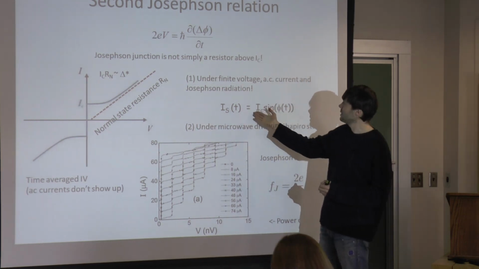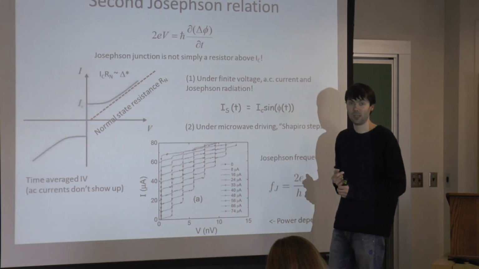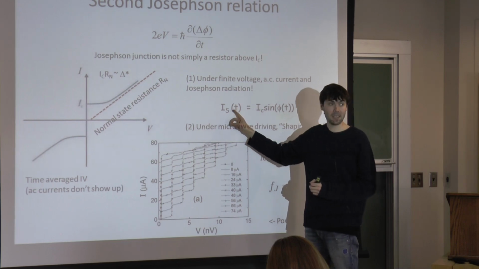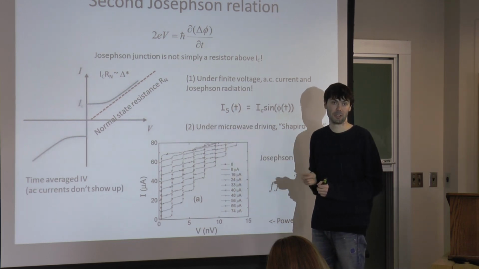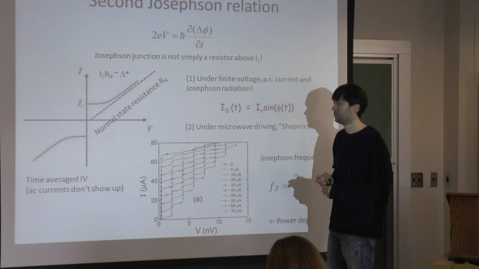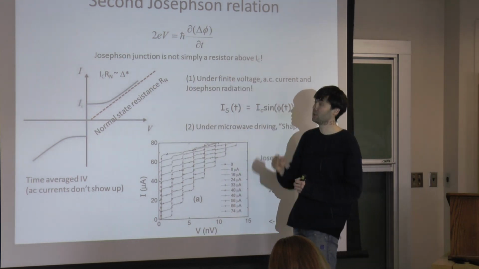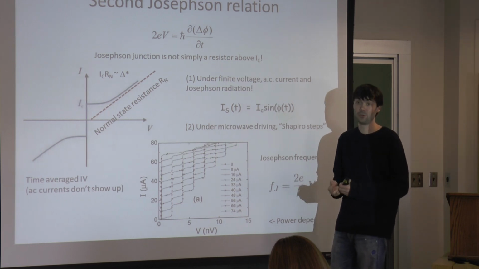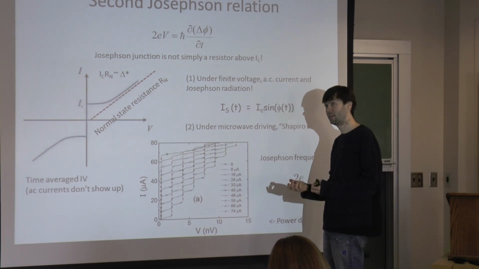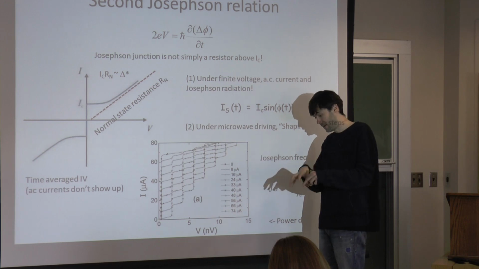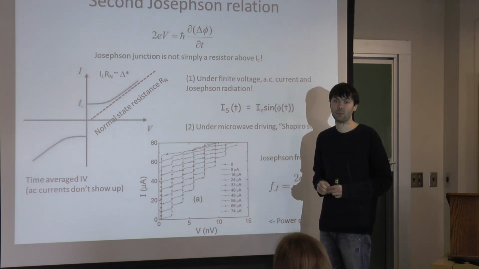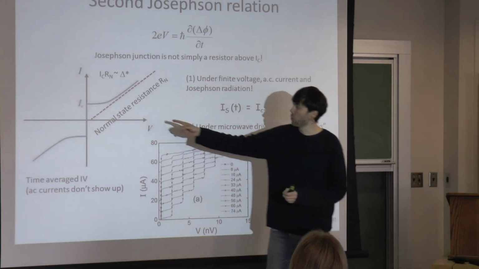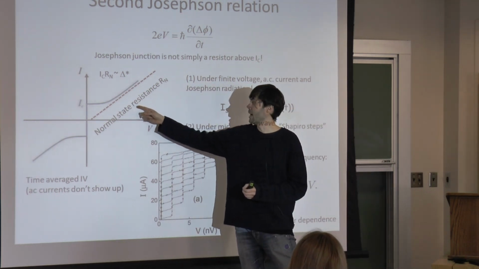So this, coupled to this, dictates to us that at the finite voltage, we actually have an AC supercurrent flowing through the junction at a frequency determined by the voltage. And the AC current actually leads to radiation. So people have detected Josephson radiation by detectors that were hooked up to Josephson junctions. This effect is real. It does not show up here because this is a time average measurement.